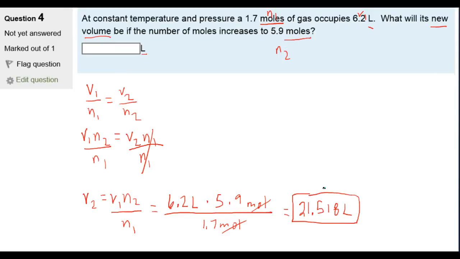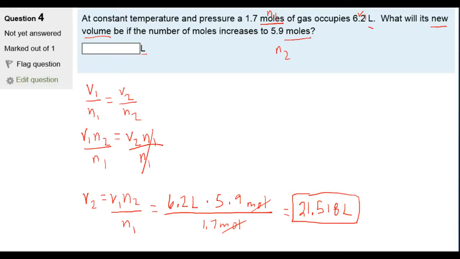Well, if we take a look here, we know that volume and number of moles in Avogadro's law are directly proportional. So if we take a look here, the number of moles is increasing from 1.7 to 5.9, somewhere about 3.5 times. So our final answer should be about 3.5 times this, and in fact, if you take 3.5 times 6.2, you'll end up with something pretty close to this answer right here. So that's how we know we've done it correctly.